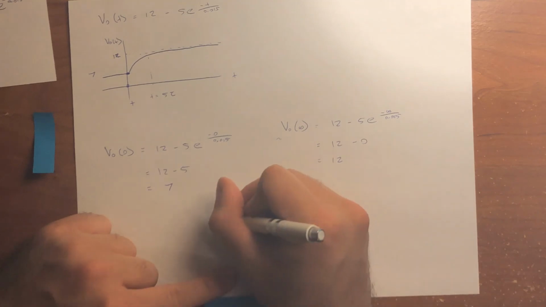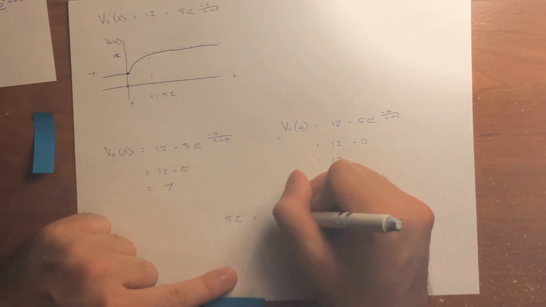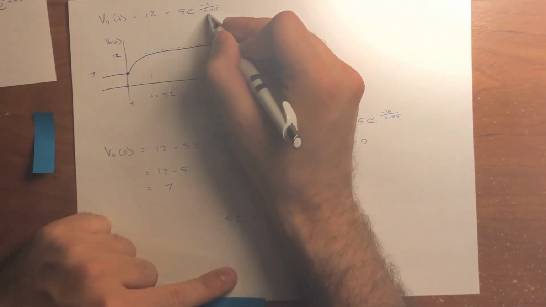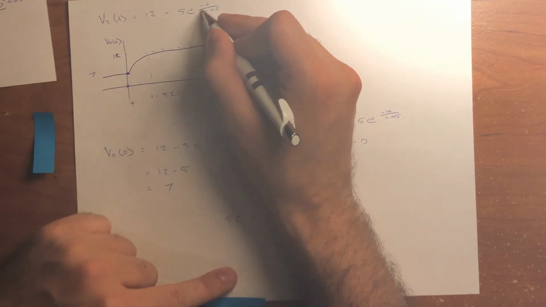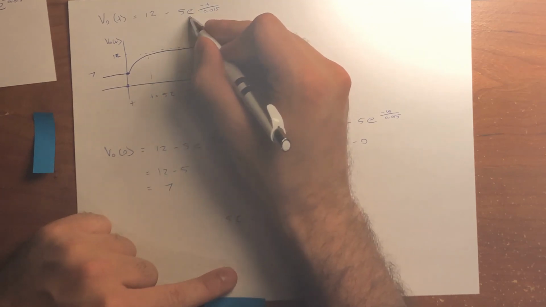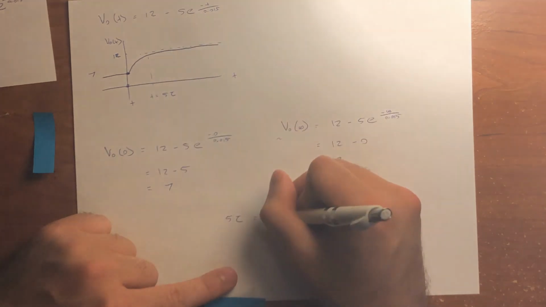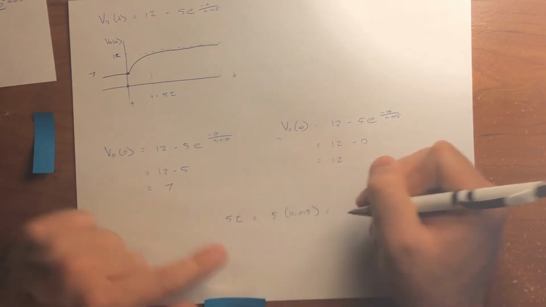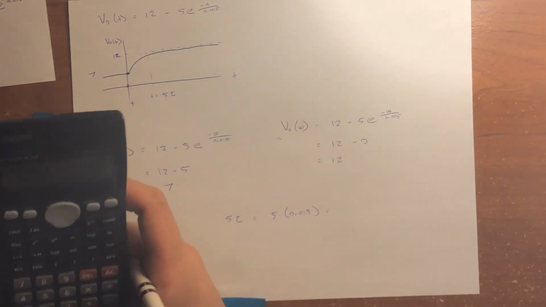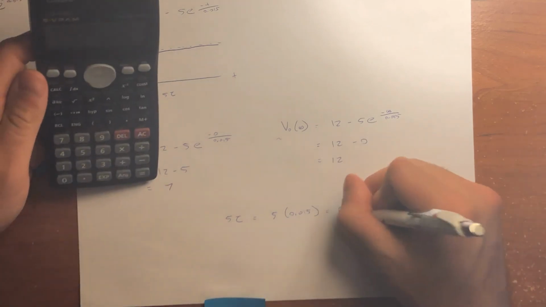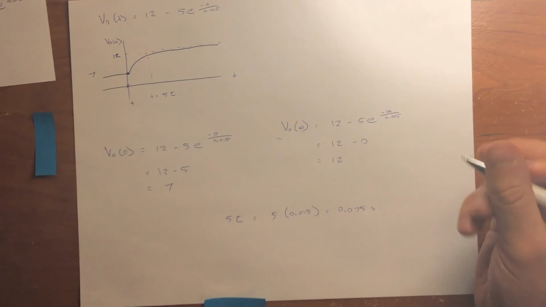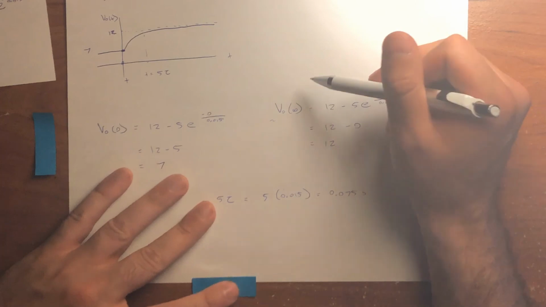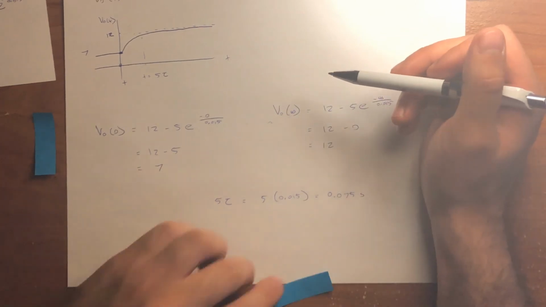So 5 times tau, where tau is the bottom of the exponent of the exponential function, is 5 times 0.015, which equals 0.075 seconds. So pretty much at 0.075 seconds is when the capacitor reaches a steady state of 12 volts when the switch opens up.